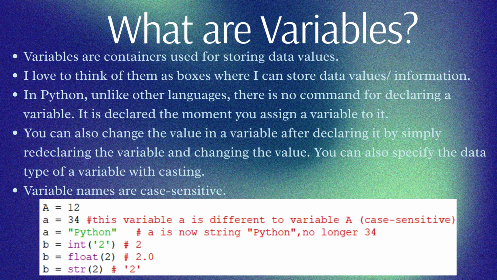Now, I could redeclare the variable b to put in something else. And this time, let's say I want a float 2. And at this point, it's going to give me 2.0 because it's a float. I could redeclare b again and change what is inside it. I could change it to just a string with 2 in it. All I have to do is put str and put 2 inside parentheses. And that 2 inside parentheses is an integer, but with the string around it, I change it into a string.